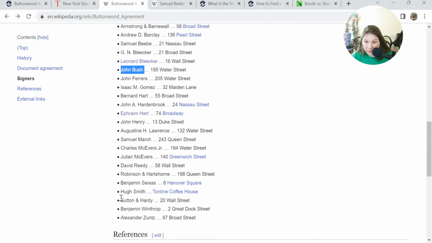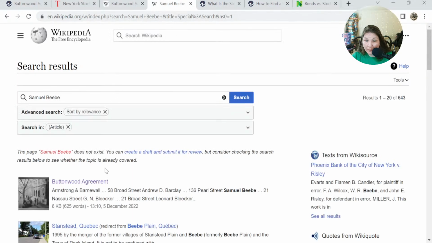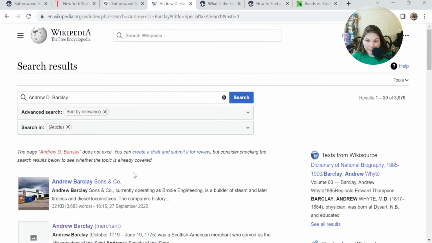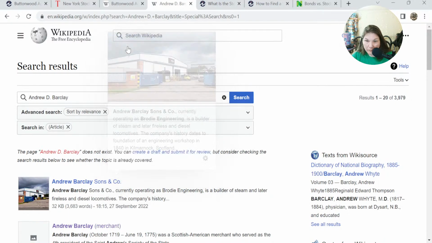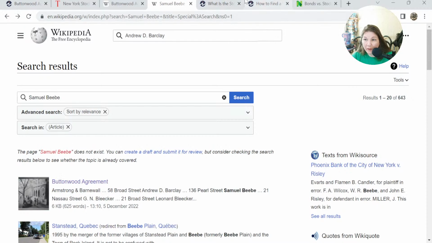Who else? Some of these people, the last names changed. Like, for instance, Barclay didn't. Barclay's a well-known last name. Like Barclay Banks. He doesn't have his own Wikipedia, though.